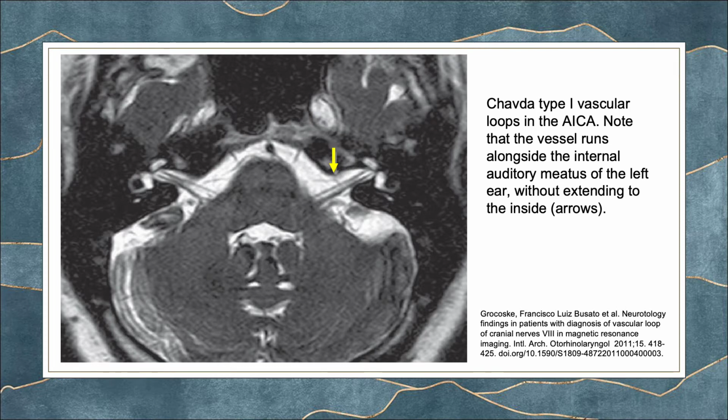Vascular loops seen on MRI can be graded using the Schefter classification. Type 1 or grade 1 is when an AICA vascular loop borders the internal auditory meatus, where in this picture, the vessel is seen running alongside the internal auditory meatus of the left ear without extending inside.